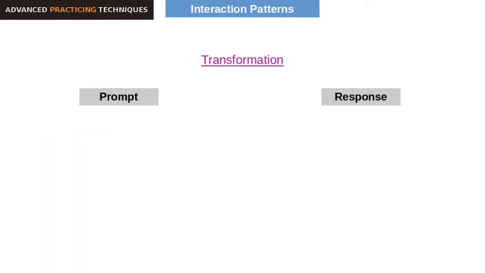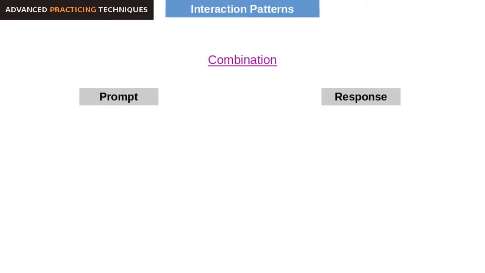Transformation patterns. This is when you transform one type of sentence into a different type. For example, from present tense to past tense. The door is open to the door was open. You read the prompt in the present tense and then your job is to respond in the past tense.